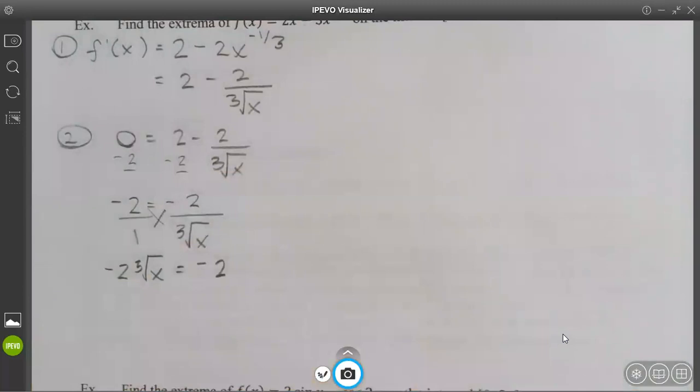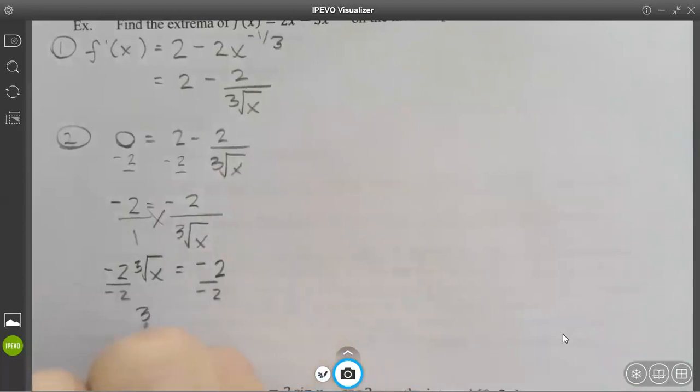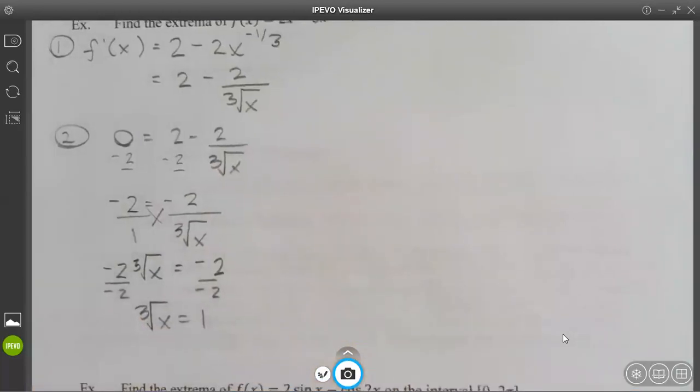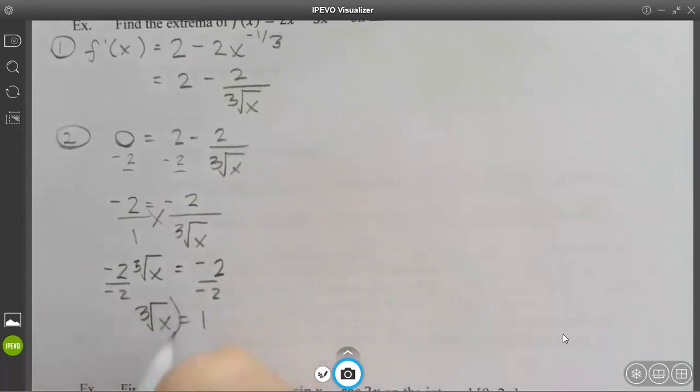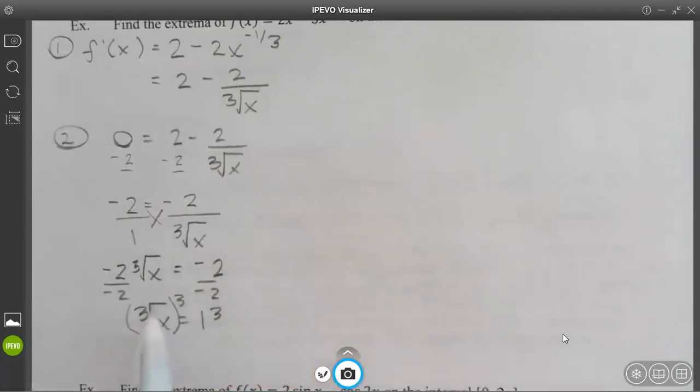How do I solve? Divide by negative 2. I get the cube root of x equals positive 1. How do I get rid of cube root? Cube it. It's okay. As long as you know how to do it, it doesn't matter how you say it. Everybody got it? So x equals what's 1 cubed? 1.